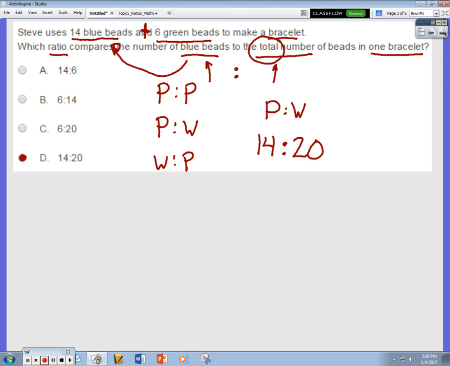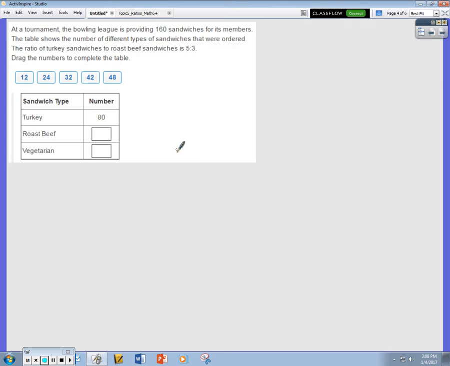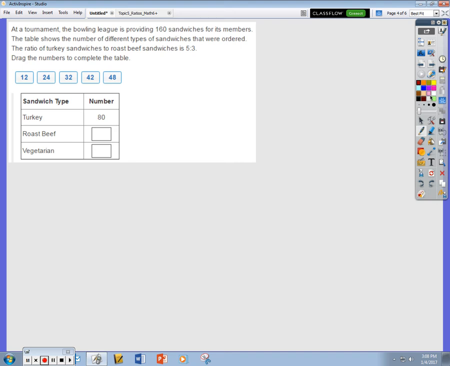All right. Let's take a look now at this one. Now, I'm going to do the work here. I'm going to go back to the website just to do a little drag and drop so you get an idea. At a tournament, the bowling league is providing 160 sandwiches for its members. The table shows the number of different types of sandwiches that were ordered. The ratio of turkey to roast beef is 5 to 3. Drag the numbers to complete the table. Well, first off, we know we have 160, so 80 is already half of the sandwiches.